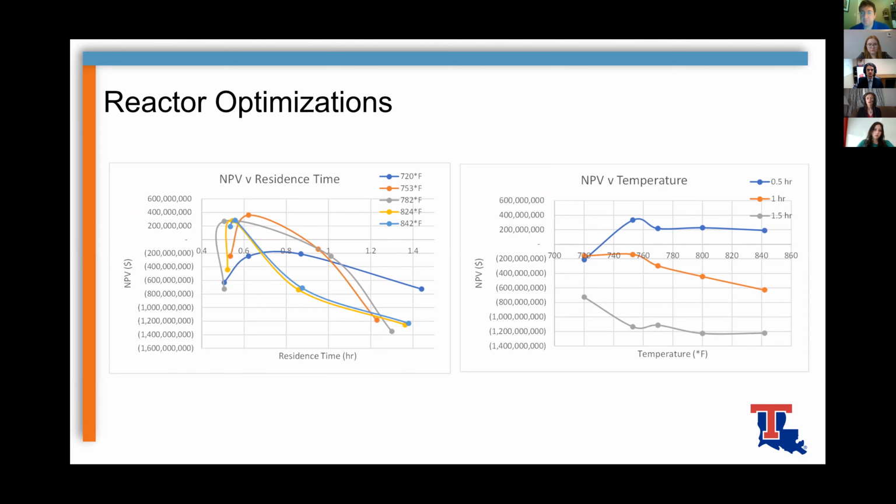These are reactor optimizations. So as you can see, we have a peak at about half an hour residence time. We attribute this to the fact that low residence times aren't making enough product in order to be profitable. However, at higher residence times, because the reactor is so expensive, the cost of the reactor overpowers the revenue we're making from product. So we're mostly profitable, as shown in the NPV versus temperature graph, at a residence time of 0.5. And we tend to be at the highest NPV whenever we're running around 753 degrees Fahrenheit.